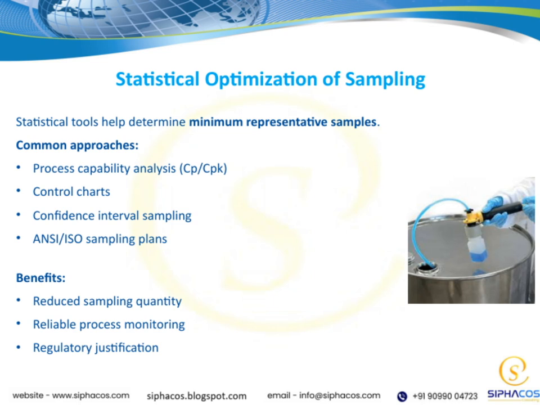The key benefits here are quite significant. First, we can reduce the amount of samples we need, saving time and resources. At the same time, we maintain confidence that our process is under control and performing as expected. And importantly, these methods give us a solid foundation for regulatory justification, showing regulators that our sampling strategies are scientifically sound and appropriate within industry standards. So overall, statistical optimization helps us make smarter, more reliable decisions about sampling, which is a vital part of maintaining quality and compliance in our processes.